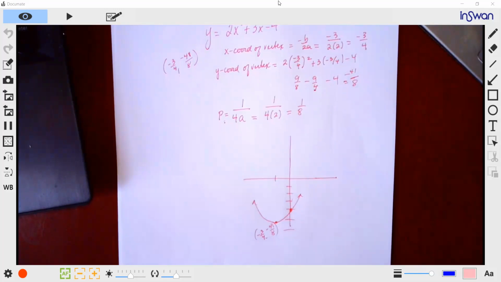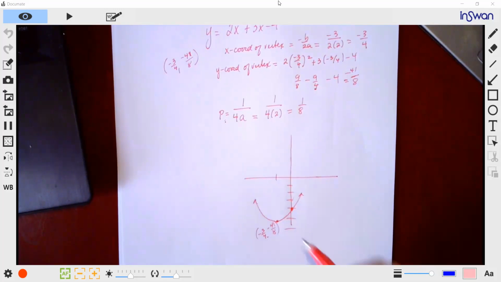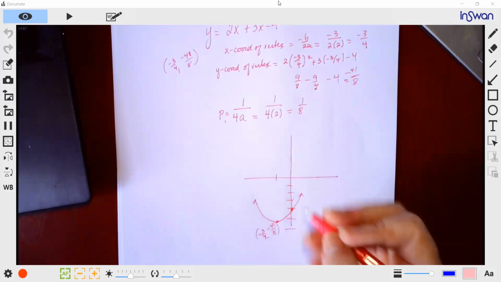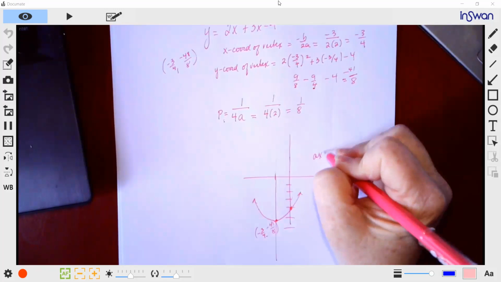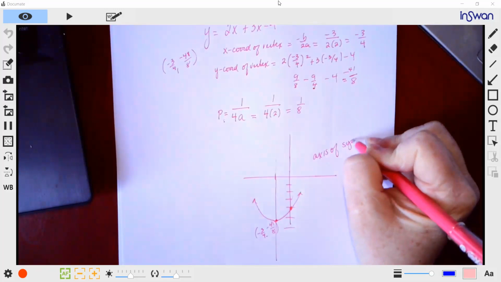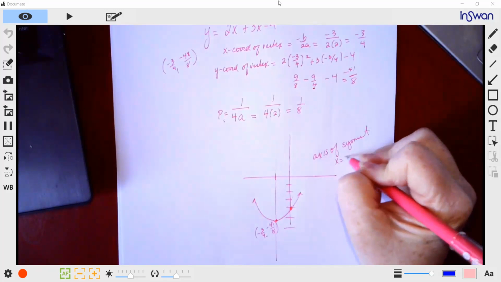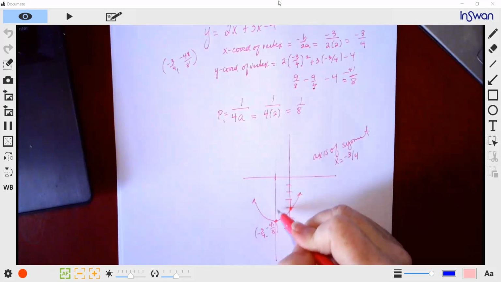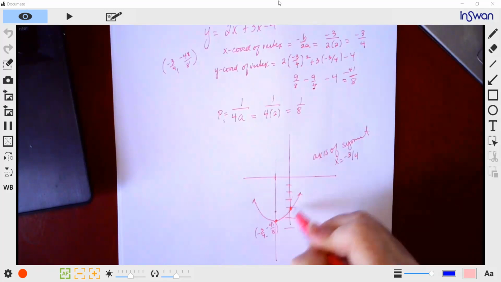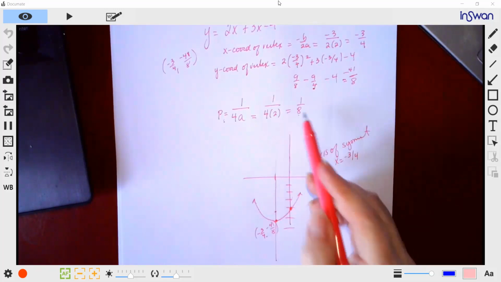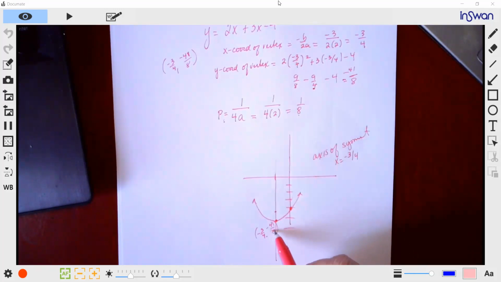Now, what's the focus? The focus is always going to be inside the cup of the parabola, or inside the curvature of the parabola, if you want to think of it that way. But it's going to be on the axis of symmetry, which in this case is x equals -3/4. And it'll either be up or down. But since I want it to be inside the bowl of the parabola, I'm going to move 1/8 of a unit up from this point.